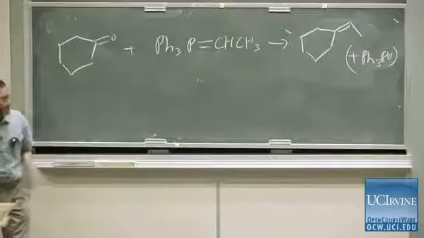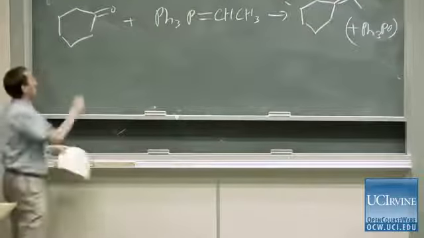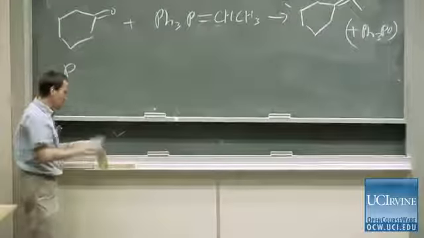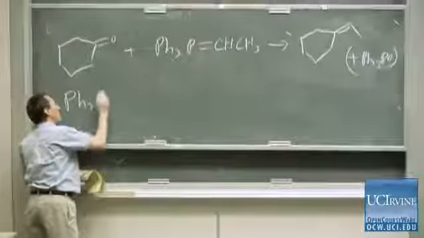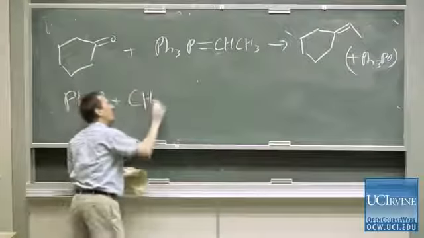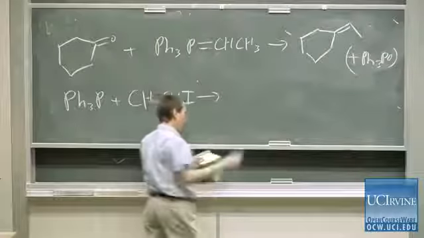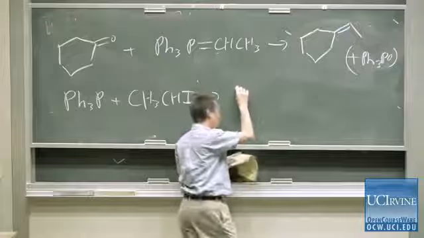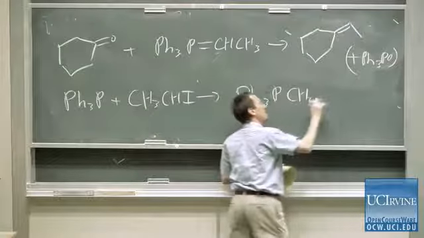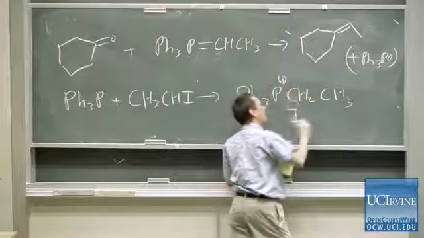Now, in practice, the way one carries this reaction out in the laboratory is you make the phosphorus ylide yourself. Triphenylphosphine is a good nucleophile. You can take an electrophile like ethyl iodide and mix them, and you get ethyl triphenylphosphonium iodide, Ph3P+ CH2CH3, I minus.